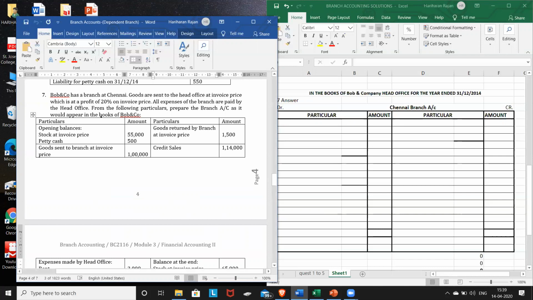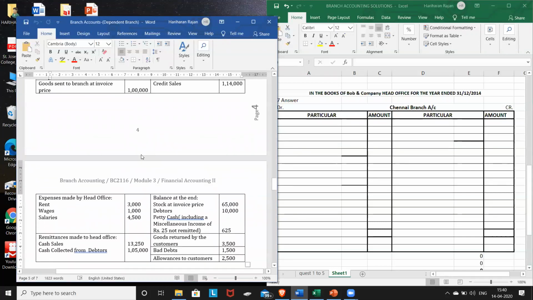So let us look into the transactions incurred for the Chennai branch. There is an opening stock of 55,000, petty cash 500. Goods sent to branch at invoice price 1 lakh. Then expenses made by head office, that is, whatever is incurred by the branch is paid by the head office: 3,000 for rent, wages 1,000, 4,500 for salary. Remittance made to the head office: cash sales 13,250. Cash collected from debtors 1,05,000.